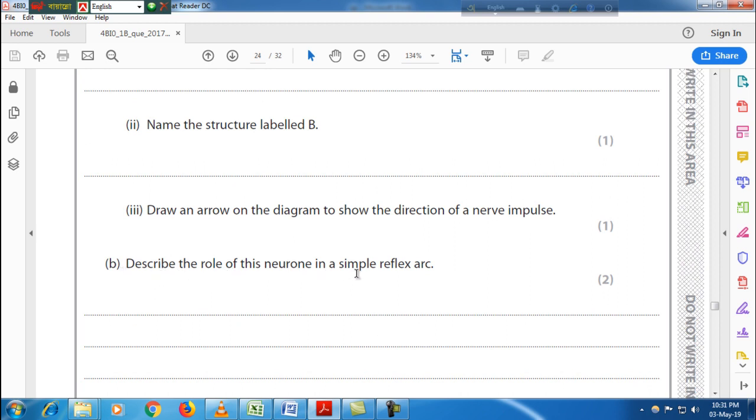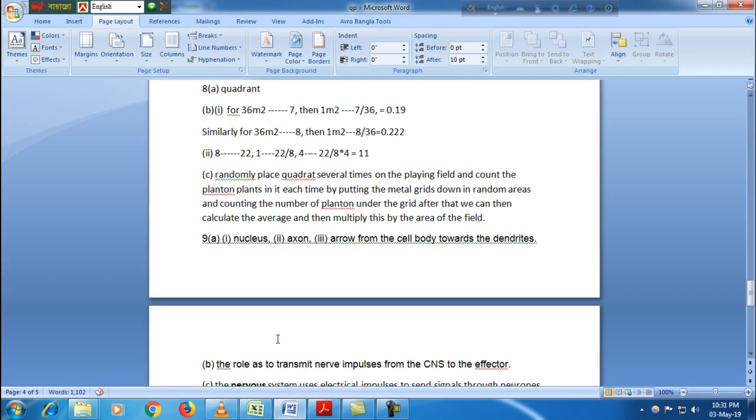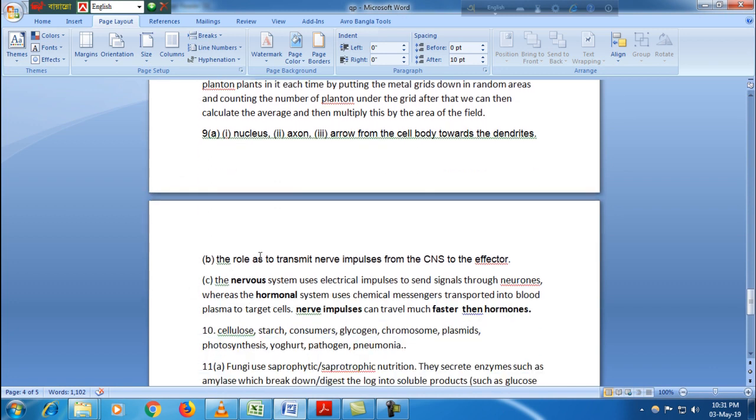Number B. Describe the role of this neuron in a simple reflex arc. It's very simple. The role is to transmit nerve impulses from the central nervous system to the effector. The effector can be a muscle. Okay.